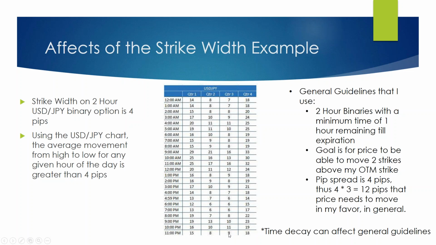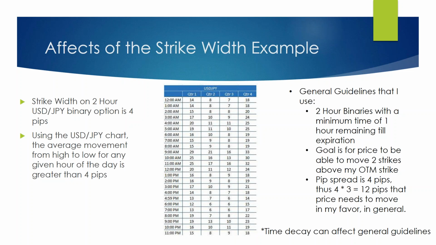The only time that you will get maybe into some trouble on that 4-pip move is during the summer when all of the markets start to slow down. Now, this is an average that is computed using a 10-year period, okay? It's a 38-page report that I did. If you want to send me an email, I'll be happy to send it to you. But this is important when you're trading out-of-the-money binary options.